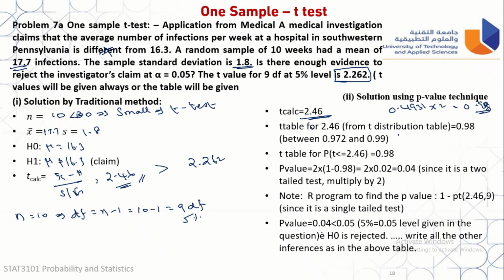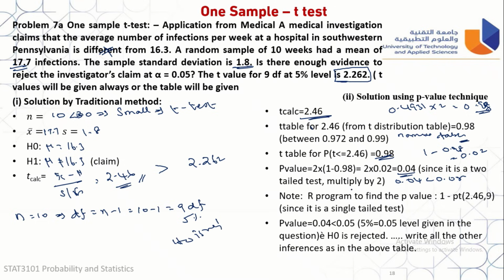You can get it from the normal distribution table. It is 0.98, less than. What is the remaining? 1 minus 0.98, which is 0.02. But I want it two-sided, so multiply the remaining by 2, and you will get 0.04 as your final answer. 0.04 is less than 0.05, and hence H naught is rejected. You are getting the same answer, right? H naught is rejected.